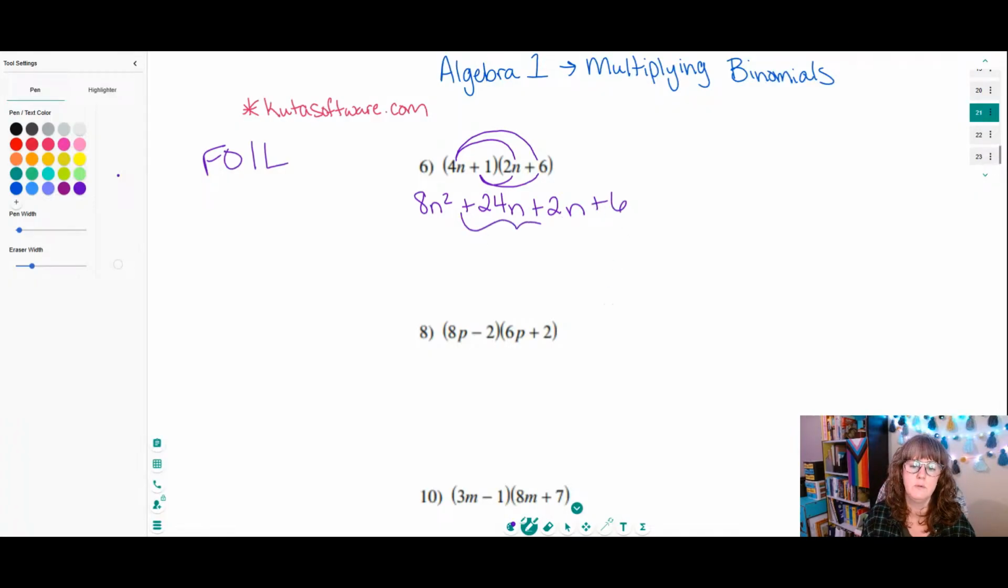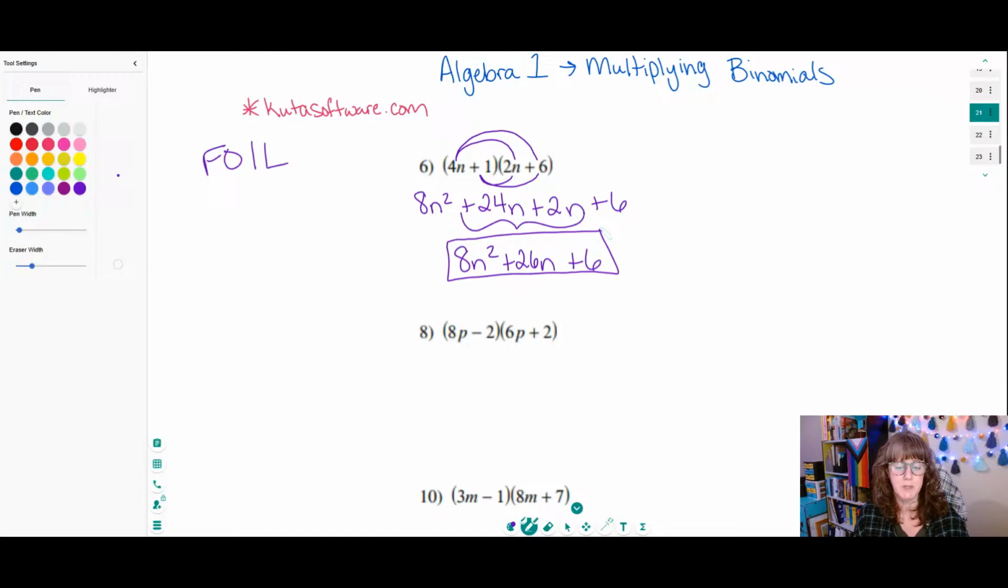Now we do wind up with like terms in the middle here. Typically speaking, the 2 middle terms will be like terms, but not every time. So we just want to identify any like terms and go ahead and combine those. So 8n squared, we've got our plus 6. And then right here in the middle, we're just going to add these together, positive 26n. And that's it. We have multiplied those 2 binomials.